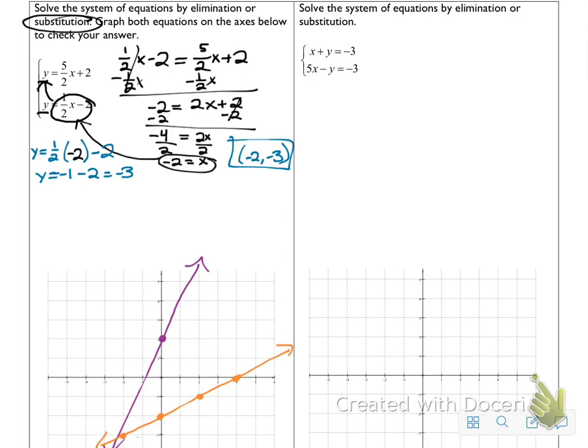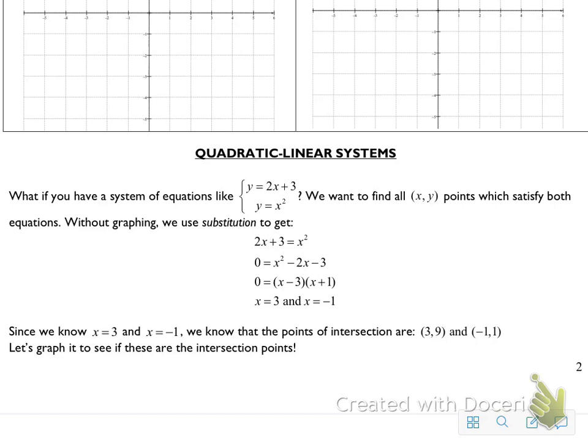And that's really what you do whenever you have quadratic linear systems as well. The process is just a slightly bit longer, and you have to make sure you check it. Now, we technically checked it by graphing, and you can do that. But you also need to check graphically if you're not going to check, or algebraically if you're not going to check graphically. So let's look at that with quadratic linear systems. So here, what if you have a system of equations like this? We want to find all x, y points which satisfy both equations.